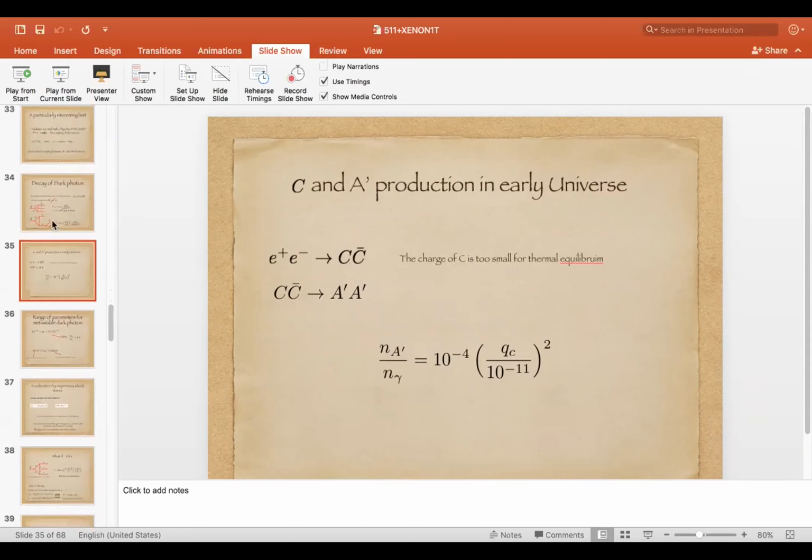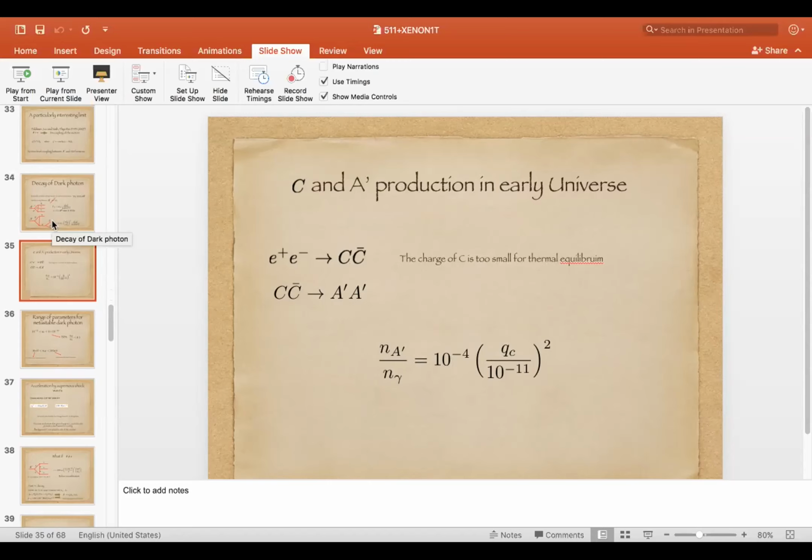Okay. Then we should worry about the abundance of A prime. If its abundance is too much, then it will overclose the universe. A prime particles can be produced by C C-bar in the early universe, and notice that we are out of equilibrium. C and C bar never come to thermal equilibrium. Solving the Boltzmann equations, we found that the ratio of the density of the dark photons to ordinary photons is 10 to the minus 4.